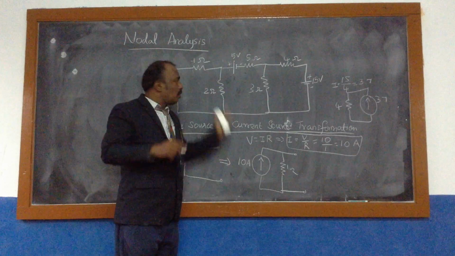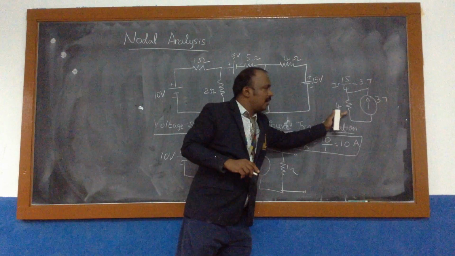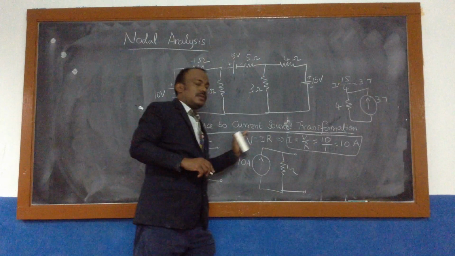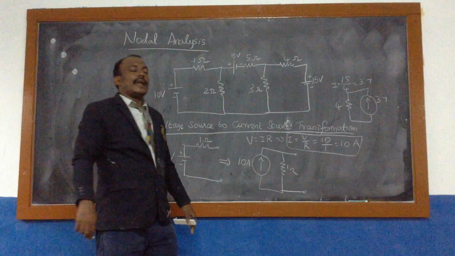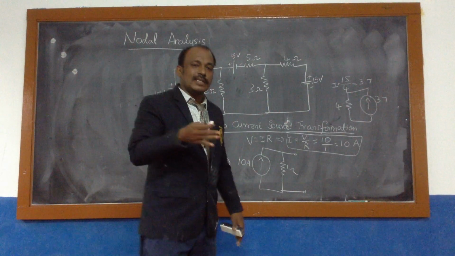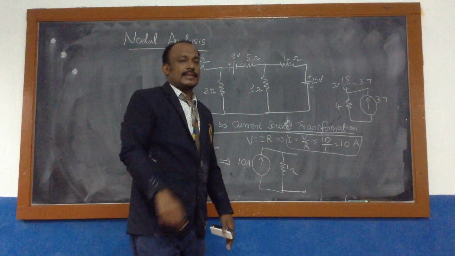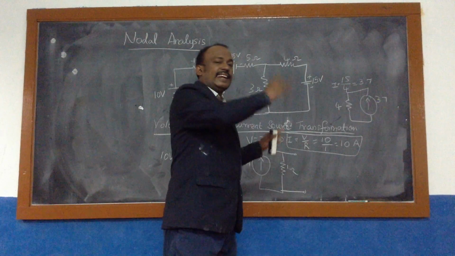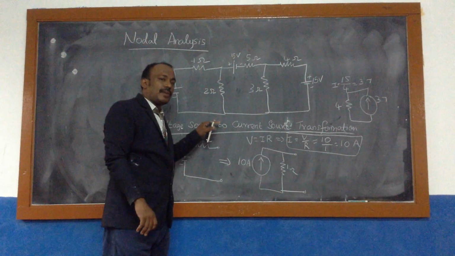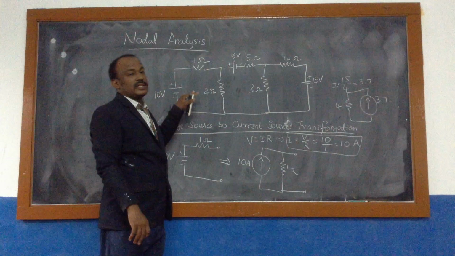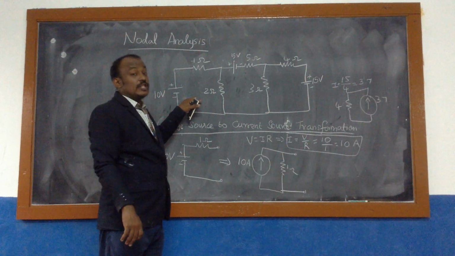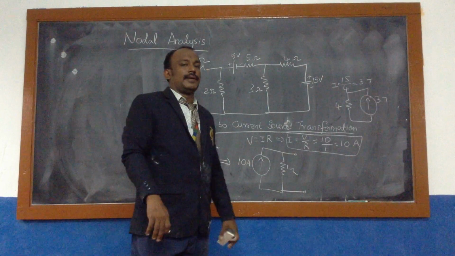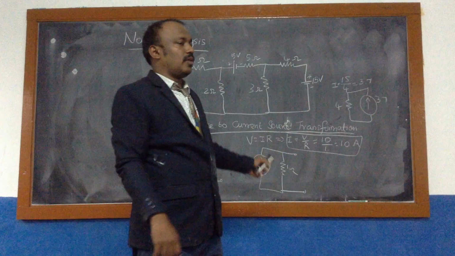Replace that. Now replace all the voltage sources with the current sources obtained by the voltage to current source transformation, and apply the method we discussed previously in today's class. Same procedure. The only difference is that in the previous problem everything was given directly, but in this problem voltage sources have been given instead of current sources, which need to be converted into current sources. Then only can we apply the nodal voltage method.